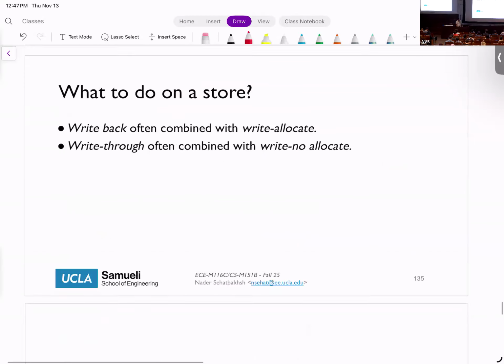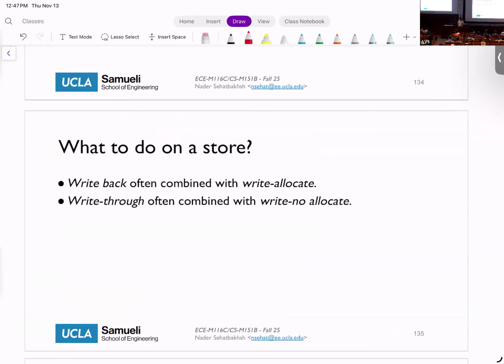Yeah, and typically what you will see in modern systems is that write back is often combined with write allocate, and write through is often combined with write no allocate. The reason for it is for write back and write allocate, you assume lots of locality, lots of reuse, right? So it makes sense that you want to allocate if there is a store and you want to keep it in the cache as much as possible. If you think that it's unlikely that it's going to be used, then you do write no allocate and you do write through, because then the memory will be updated and that would be it. So that's what you will see in most designs. Okay.